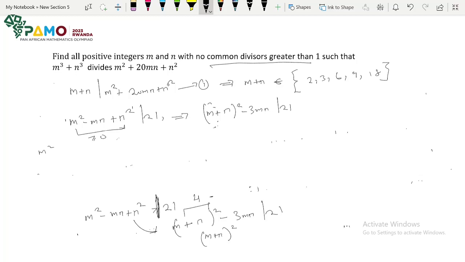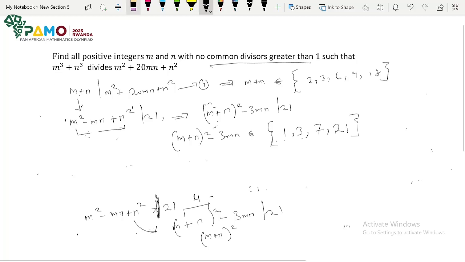Although just know that m cube plus n cube is positive, so this has to also be positive, because this times this is a positive number, and m cube and n cube are positive, so it has to be greater than or equal to 0. So with that, we know that this is a positive divisor of 21, and it means that (m plus n) all squared minus 3mn is going to be a member of this set, the positive divisors of 21: 1, 3, 7, 21. Okay, 21 doesn't have too many cases to consider.